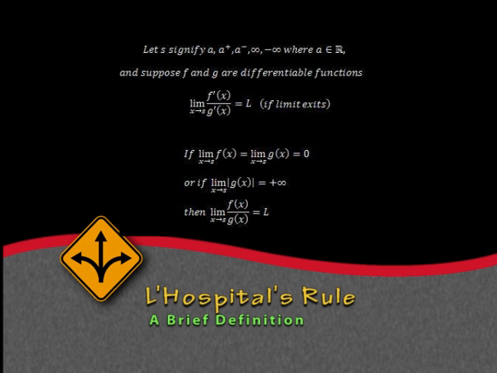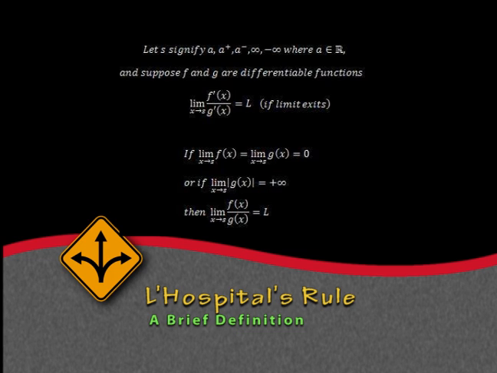Let S signify A, the right-hand side of A, the left-hand side of A, positive infinity or negative infinity, where A is an element of the real numbers, and suppose that f and g are differentiable functions. Denote the limit of the derivative of f of x divided by the derivative of g of x as x goes to s as L.